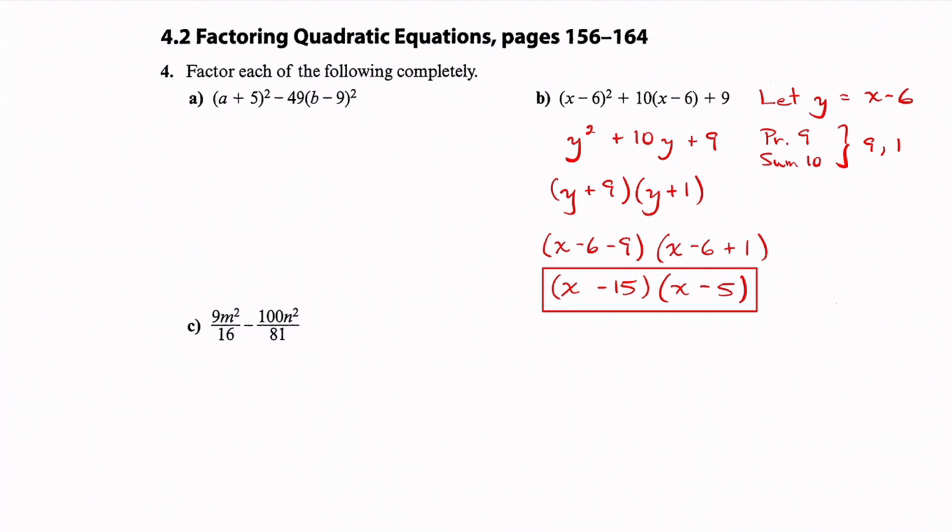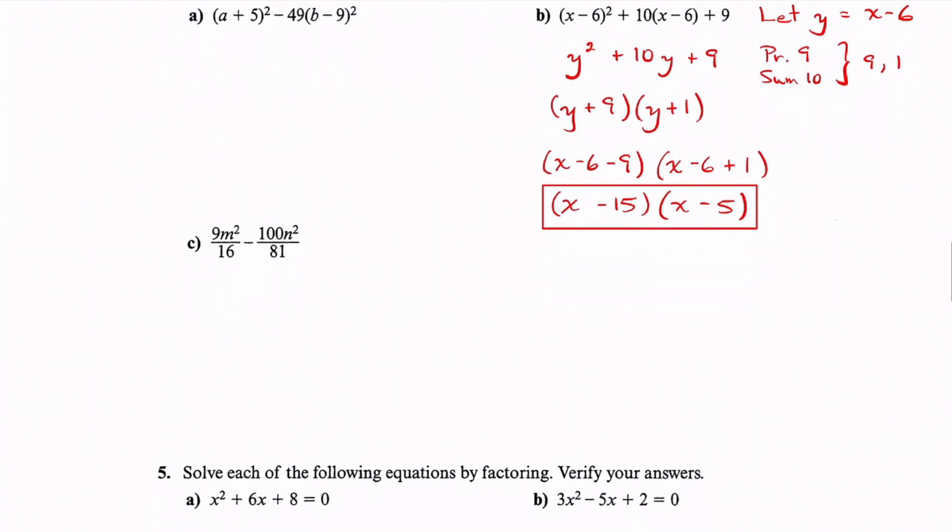We're also going to look at question C here. So this one, there's only 2 terms, and there's a difference in the middle. So when you get that type, you're going to be trying to think that it's a difference of squares. So if you took the square root of that first term, 9m squared over 16, you'd get 3m over 4. And if you took the square root of that second term, 100n squared over 81, you're going to get 10n over 9.